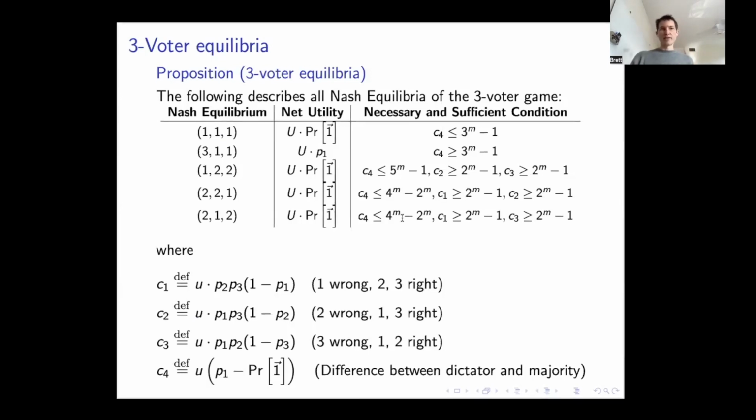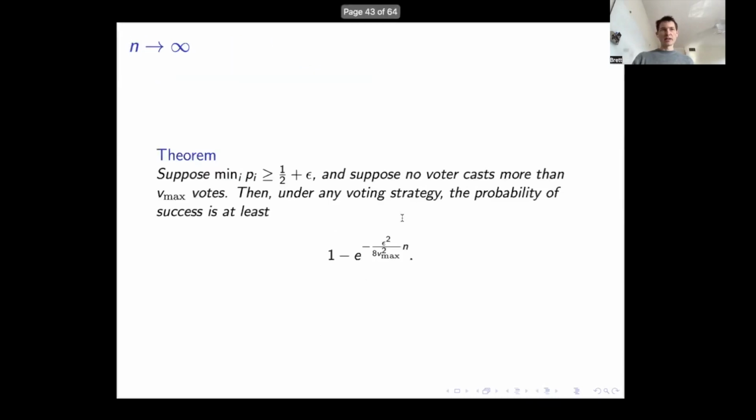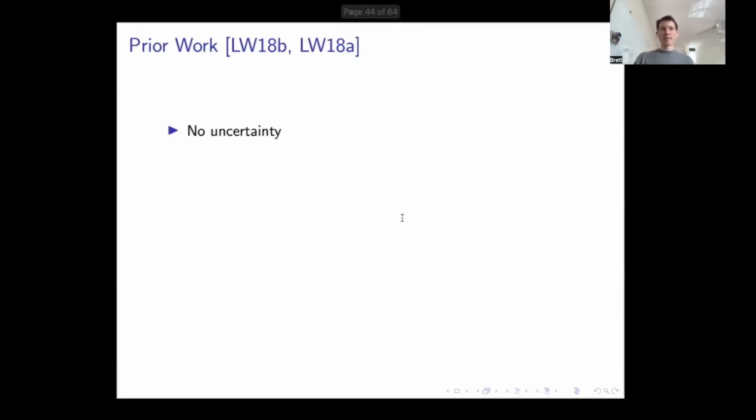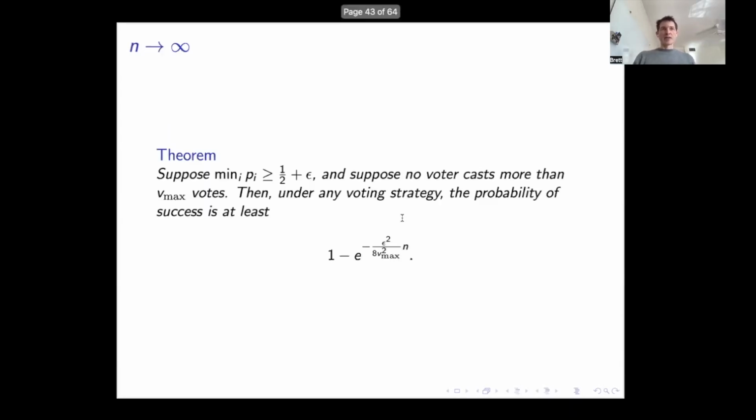And we get a similar kind of thing in the 3-voter case. The nice thing is, if you imagine that everybody's signals are independent, then once you have a lot of voters, a central limit theorem kind of kicks in, and if you have a ton of voters whose incentives are all aligned, it doesn't really matter how you aggregate them. Yeah, so this is kind of what we were thinking about here.